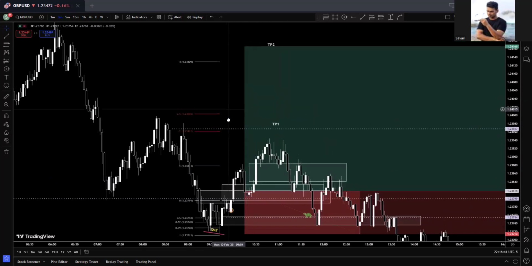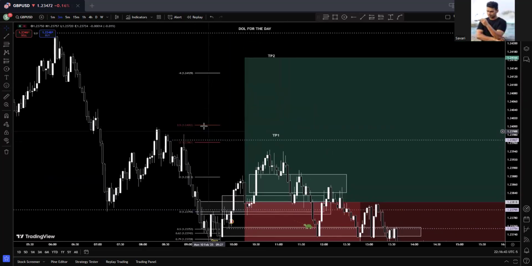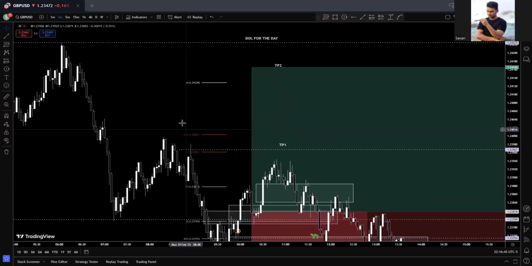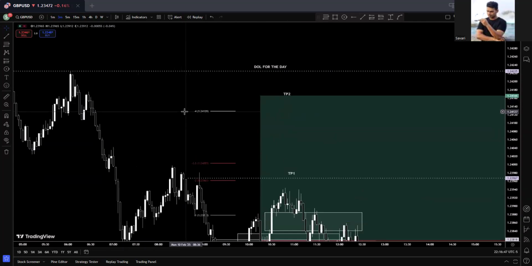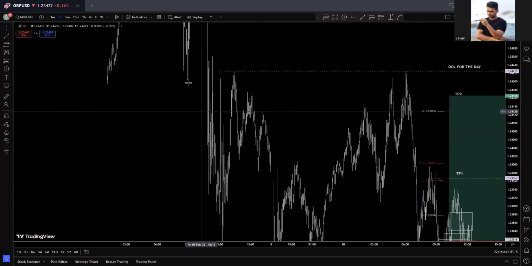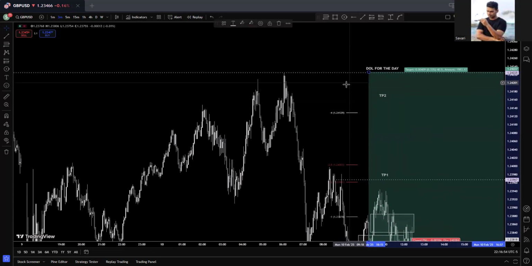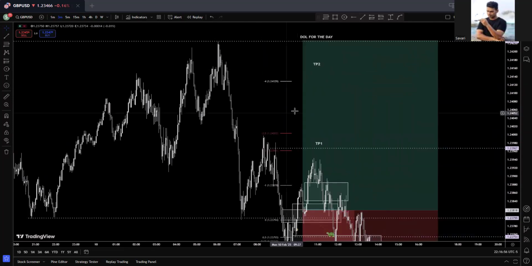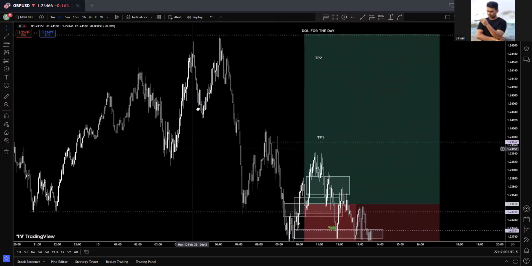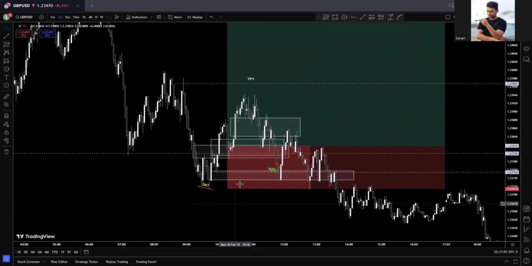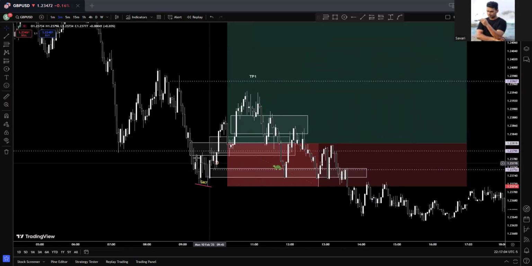This is my first target, this zone, and my second target should be this. My final target I plan for today is these equal highs. This is my TP3 for the day. This is my draw on liquidity for the day. This is my plan. As per my plan, I entered here. It played beautifully as per my wish. This is it according to my perspective.